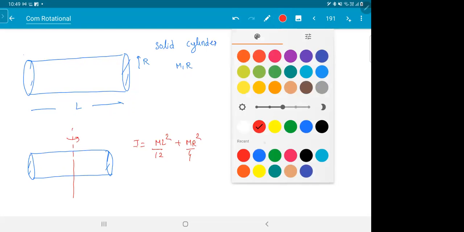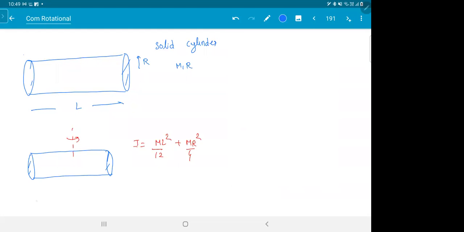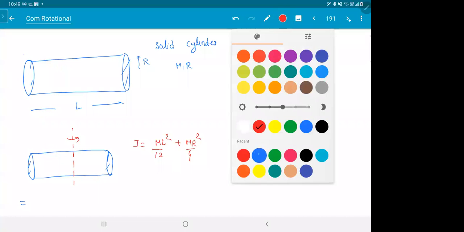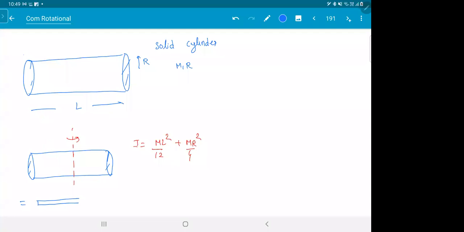So you get the answer as if this is made of a rod of length L plus a disc. The disc answer is mr square by 4 in the plane, and the rod is ml square by 12. It looks like that answer, so it will be easy to remember in case you forgot.